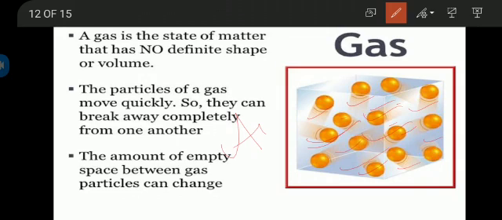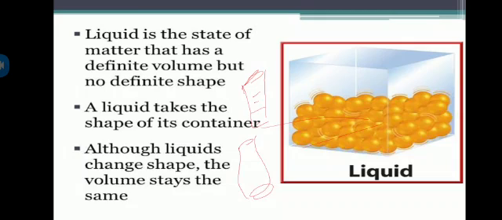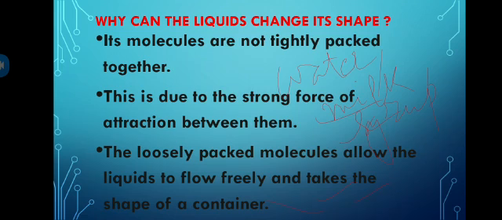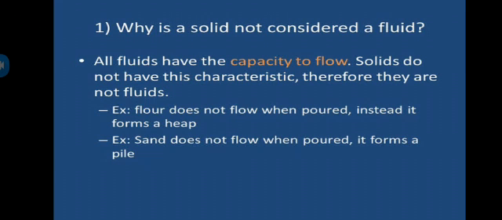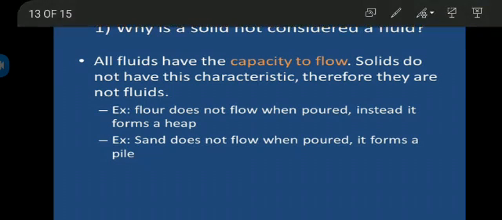For example, air. Okay. You see, in the case of liquids and gases, there is very little force of attraction. Now the question is, why is a solid not considered a fluid? Because all fluids have the capacity to flow, but solids do not have this characteristic. Therefore, they are not fluids. For example, flour doesn't flow when poured. Instead, it forms a heap. And sand doesn't flow when poured. It forms a pile. Okay.